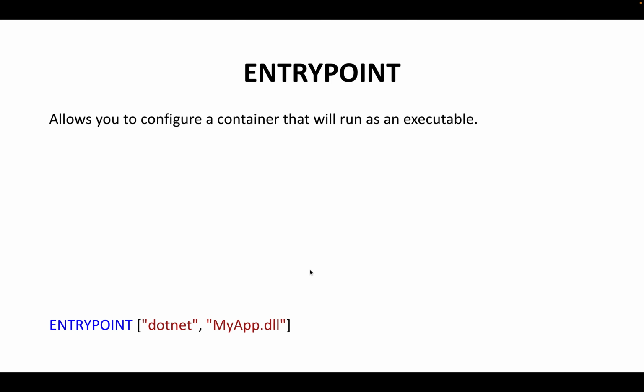The next one is ENTRYPOINT. ENTRYPOINT specifies the executable file that will be run at the container start. In my example, it's dotnet, and so this syntax inside square brackets, it specifies first the executable file and then the first parameter, the command line argument.